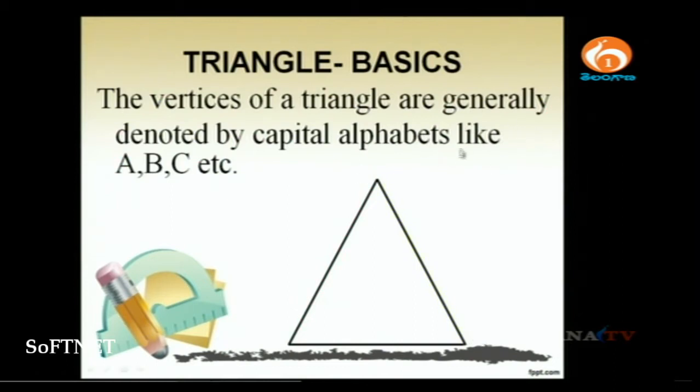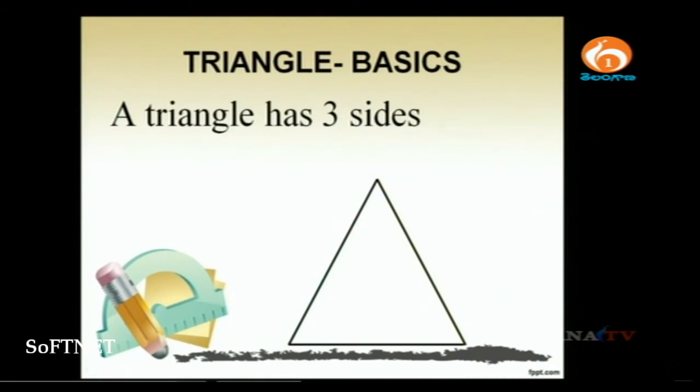This is vertex A. This is vertex B. Another vertex, the remaining one, is vertex C. Therefore, these 3 vertices are A, B, C. Hence, the triangle's name is triangle ABC. The next one is, a triangle has 3 sides.